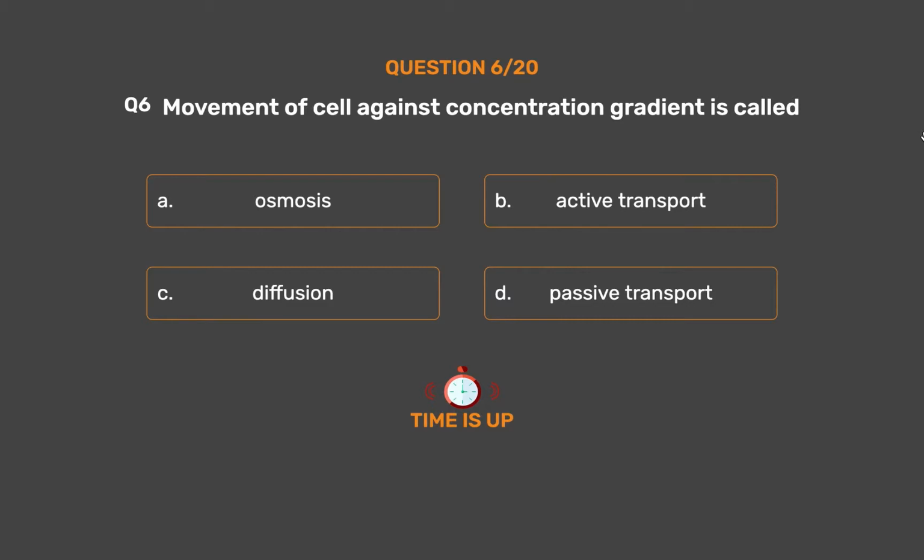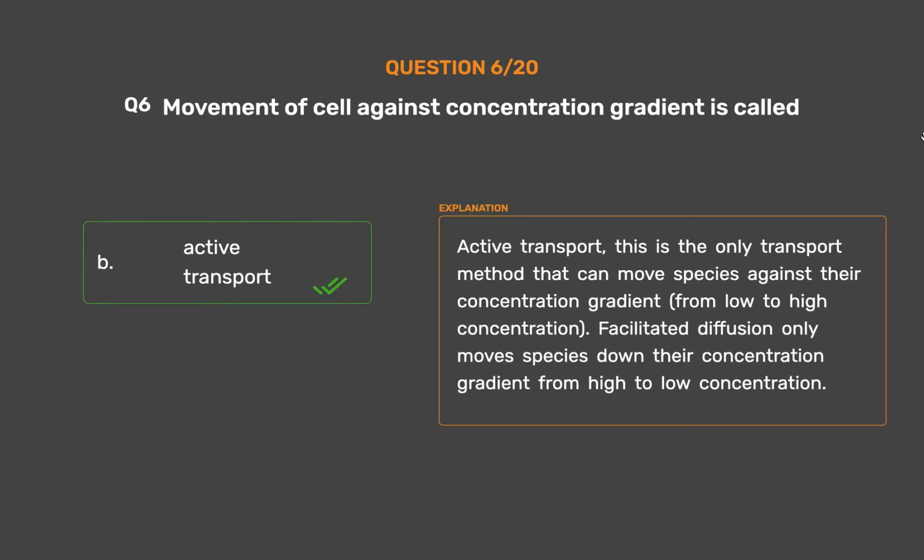The correct answer is Option B. Active transport. This is the only transport method that can move species against their concentration gradient, from low to high concentration. Facilitated diffusion only moves species down their concentration gradient from high to low concentration.